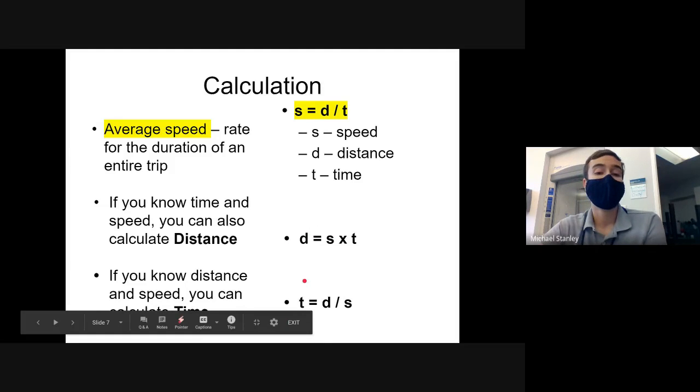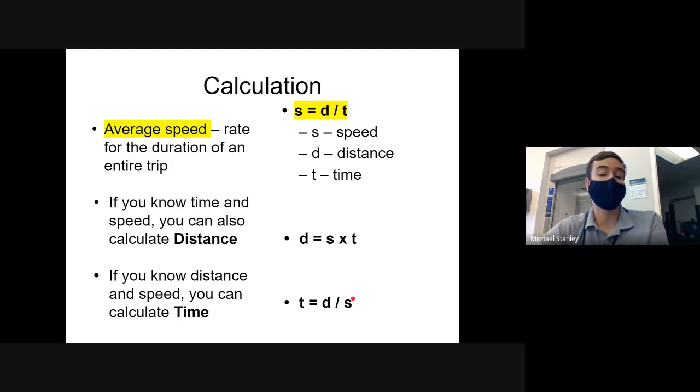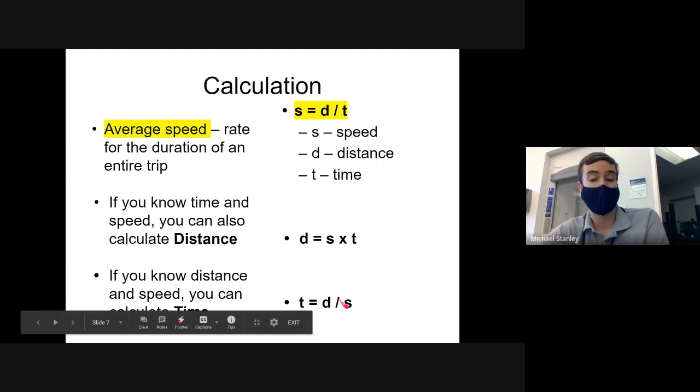And then finally, if you know how far somebody traveled and you know their speed, how fast they were going, you can calculate time. If somebody traveled 100 miles and they were doing an average of 50 miles an hour, then you'd expect it took them about 2 hours. 100 divided by 50 is 2. Distance divided by speed equals time.